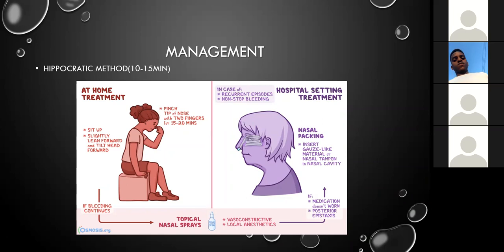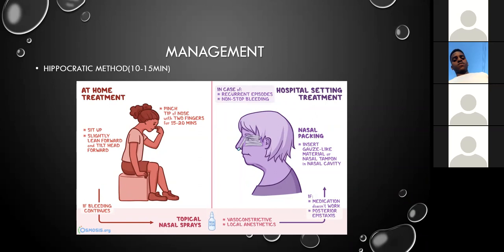Because we said it is from Little's area. So when you do that, at least you're putting pressure on Little's area, and this should happen for at least 15 to 20 minutes so that you're able to stop the bleeding. And if they come to hospital and you do this and the bleeding still continues, then you have to do other things as well to try and stop the bleeding.